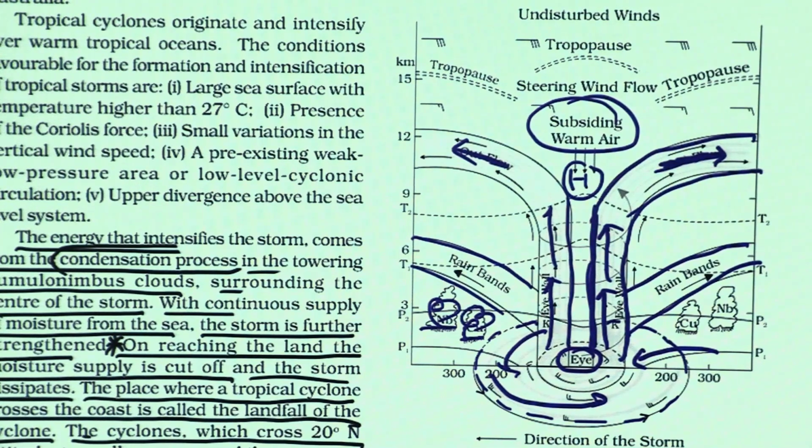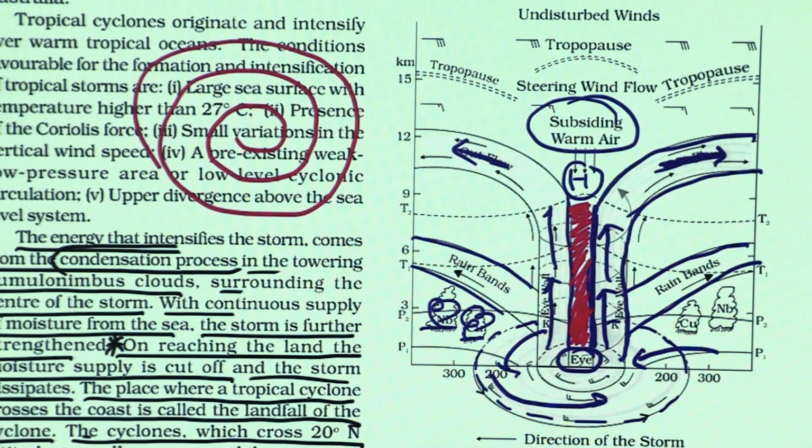And what will be this funnel? This funnel is the windless, cloudless, rainless center of the system called the eye of the cyclone. That is the reason the satellite images give us a tropical cyclone with a spiral of cloud like this. And where will we have the eye? This is the center of the system. And as we move beyond, it will be from cumulus to cumulonimbus. This is all rain zone.